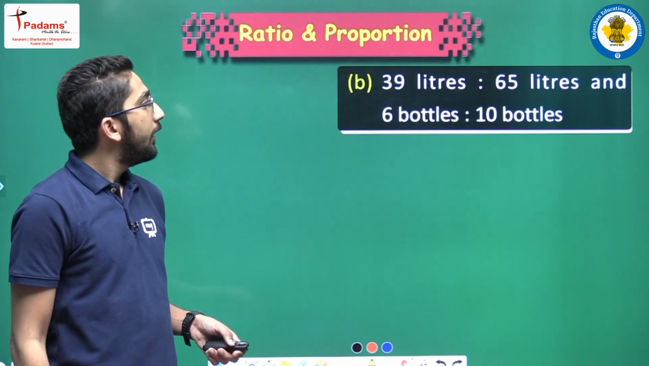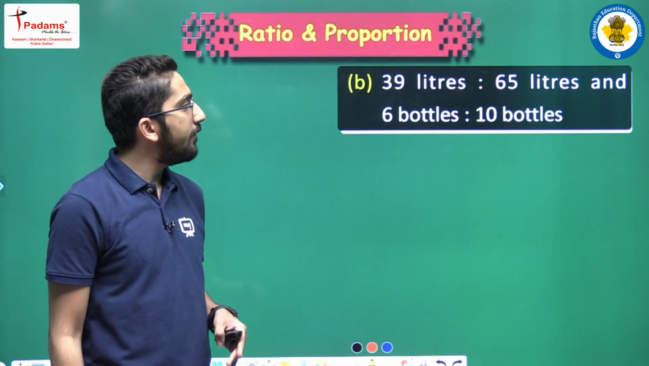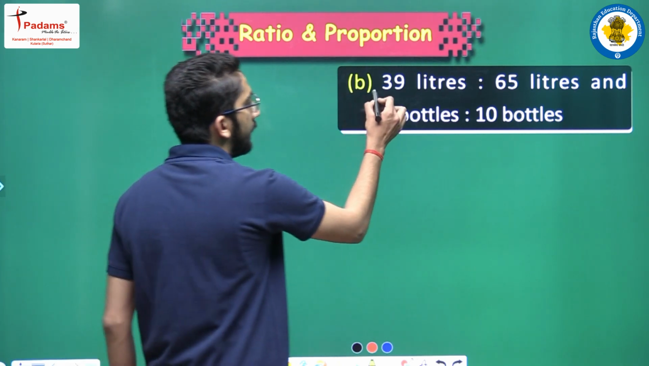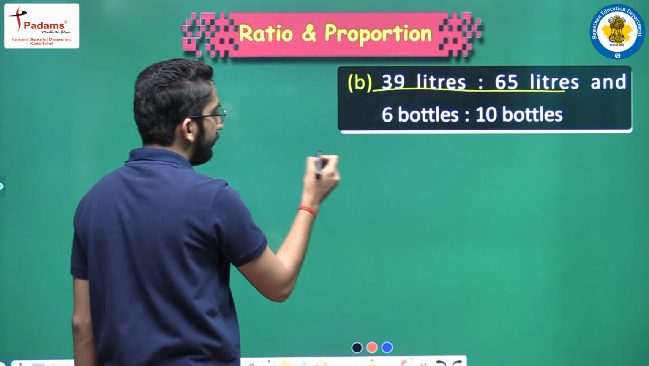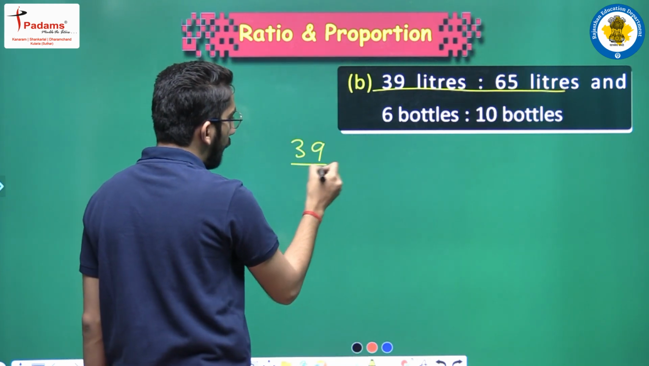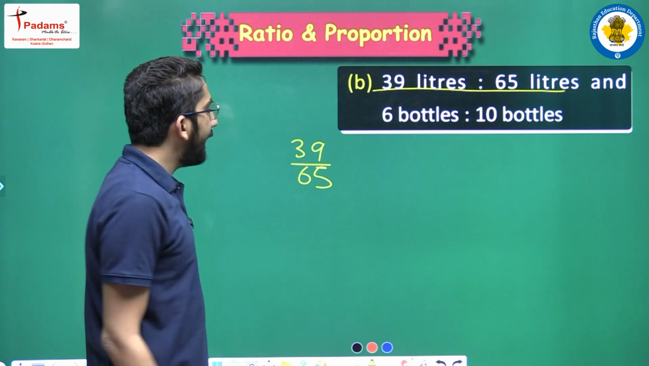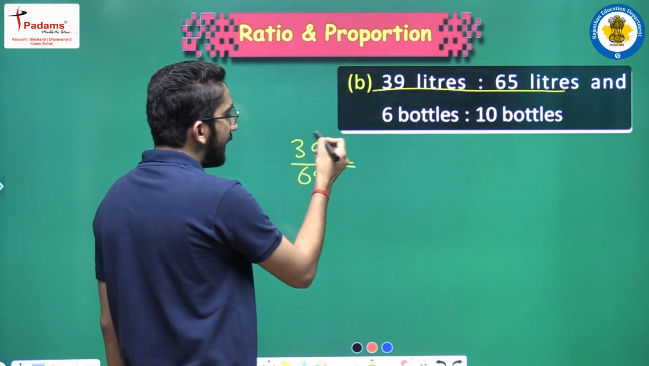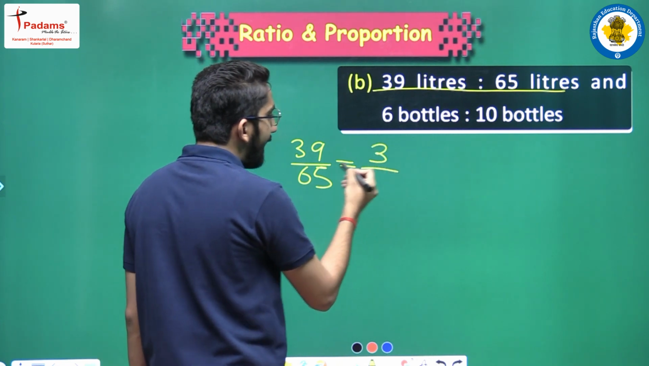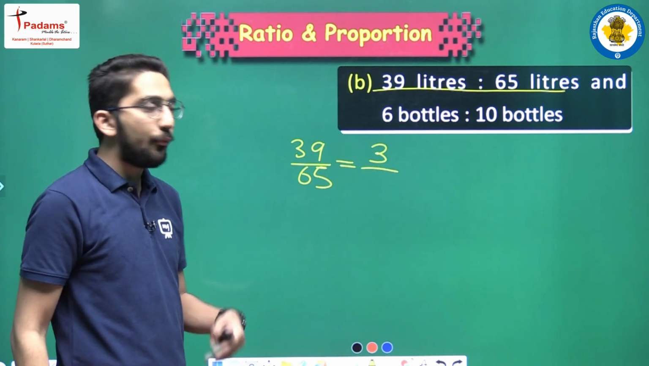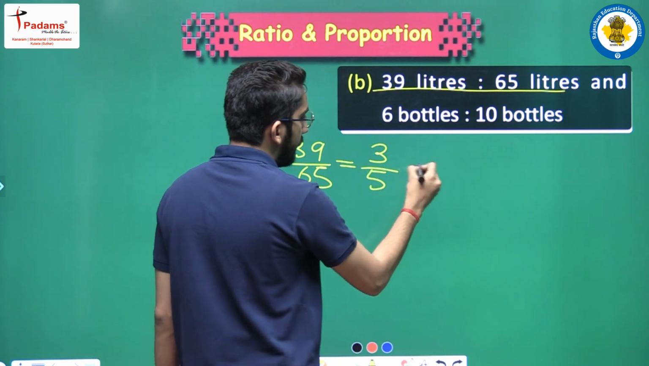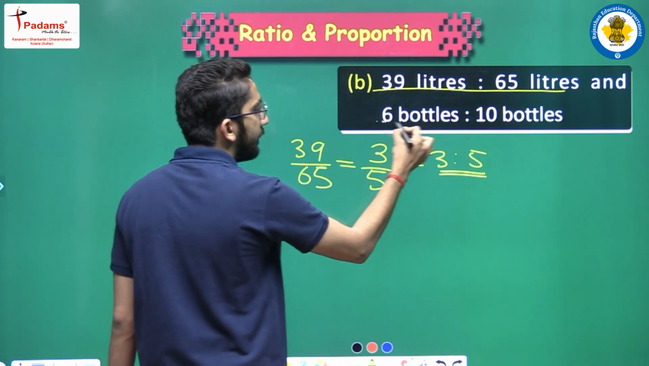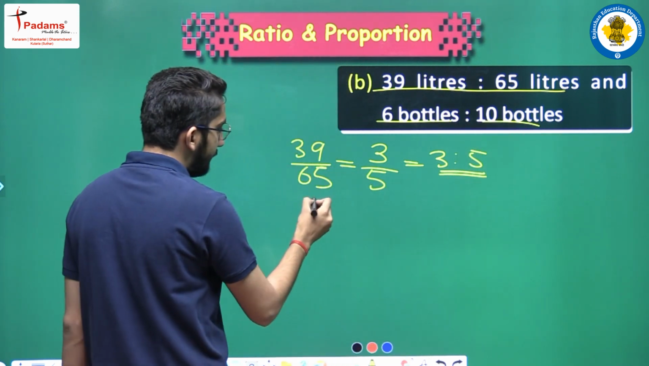नेक्स्ट देखिए, 39 liters is to 65 liters and 6 bottles is to 10 bottles. So first 39 liters is to 65 liters को चेक करेंगे. 39/65. I can divide both of them with 13. So 39 divided by 13 is 3 and 65 divided by 13 is 5. So the ratio is 3:5.